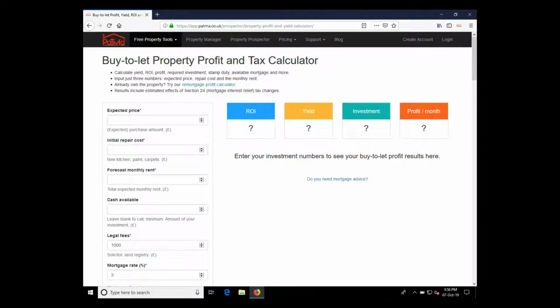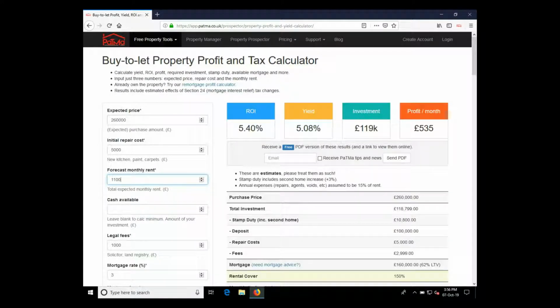To get started, we only need to enter three quick figures, the first of which is the expected purchase price for the property, the amount we expect to spend repairing and making the property ready for rent, and the monthly rent that we expect to achieve from the property. All other figures have assumptions in place. So having entered those three, the system will provide us with instant ROI, yield, investment and profit per month figures.